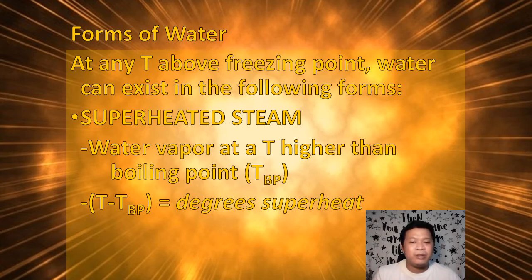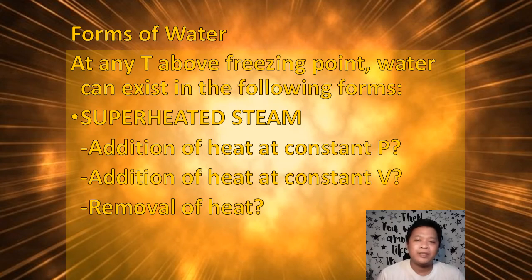And the difference between the boiling point of the liquid and the temperature of the steam is what we call degrees superheat. So for example, if the boiling point of water is at 100 degrees Celsius for a certain pressure, and then you have superheated steam at 120 degrees Celsius, then you can say that there is 20 degrees of superheat.